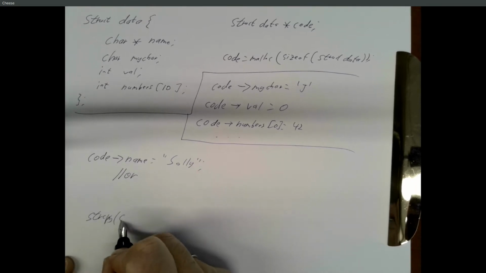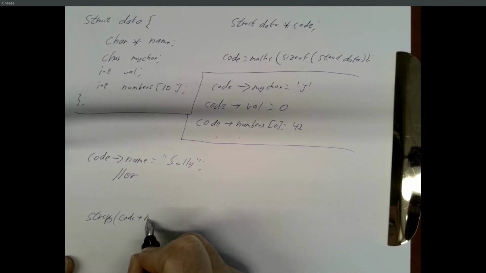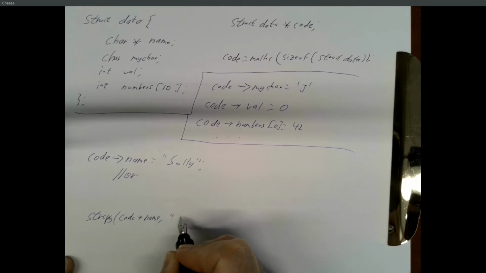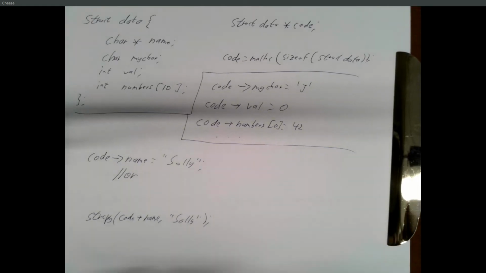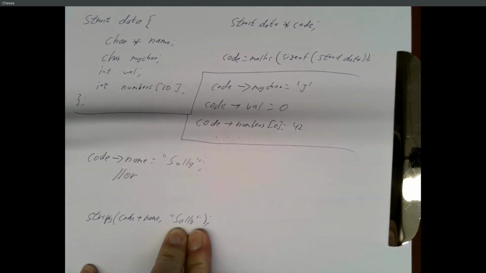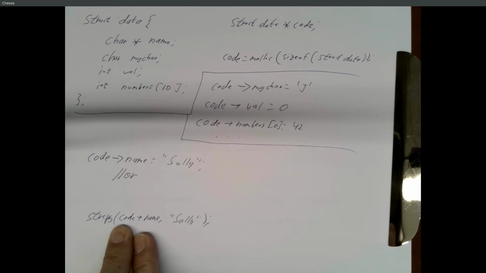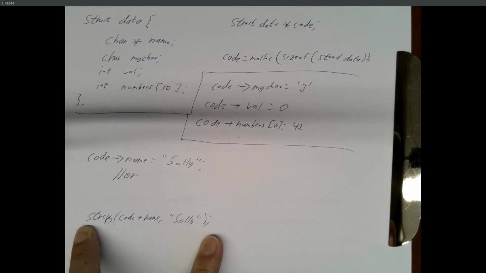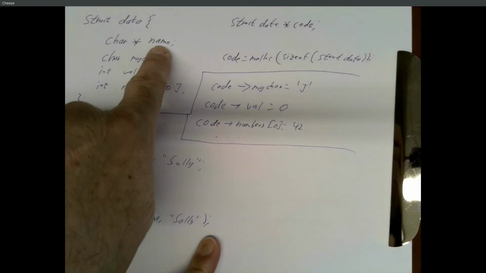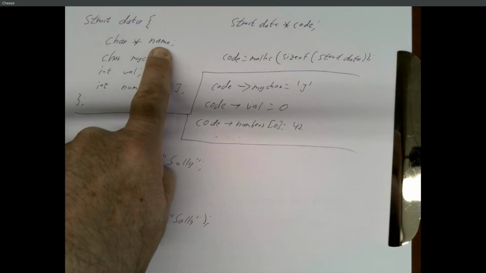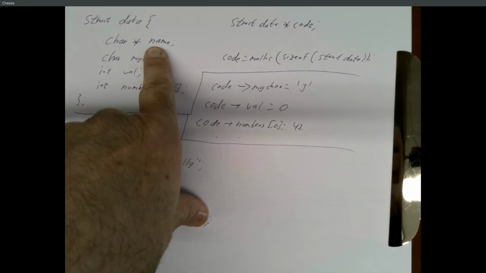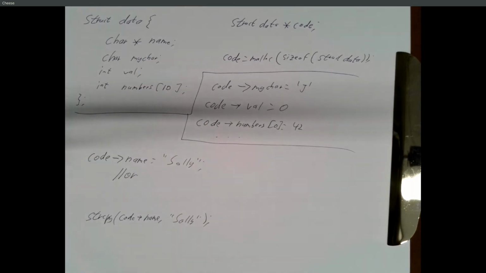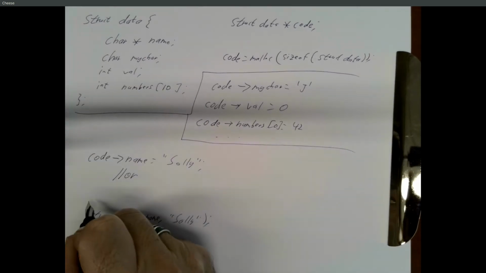you can use string copy. And again, this is the address of a location in memory where Sally is stored. String copy reads from this address into that address up to and including the null terminator. But if you just do this, you'll segfault. Because code arrow name, that's the value of this name field, doesn't have a value. We've declared it, but we haven't initialized it. So you need to initialize it.